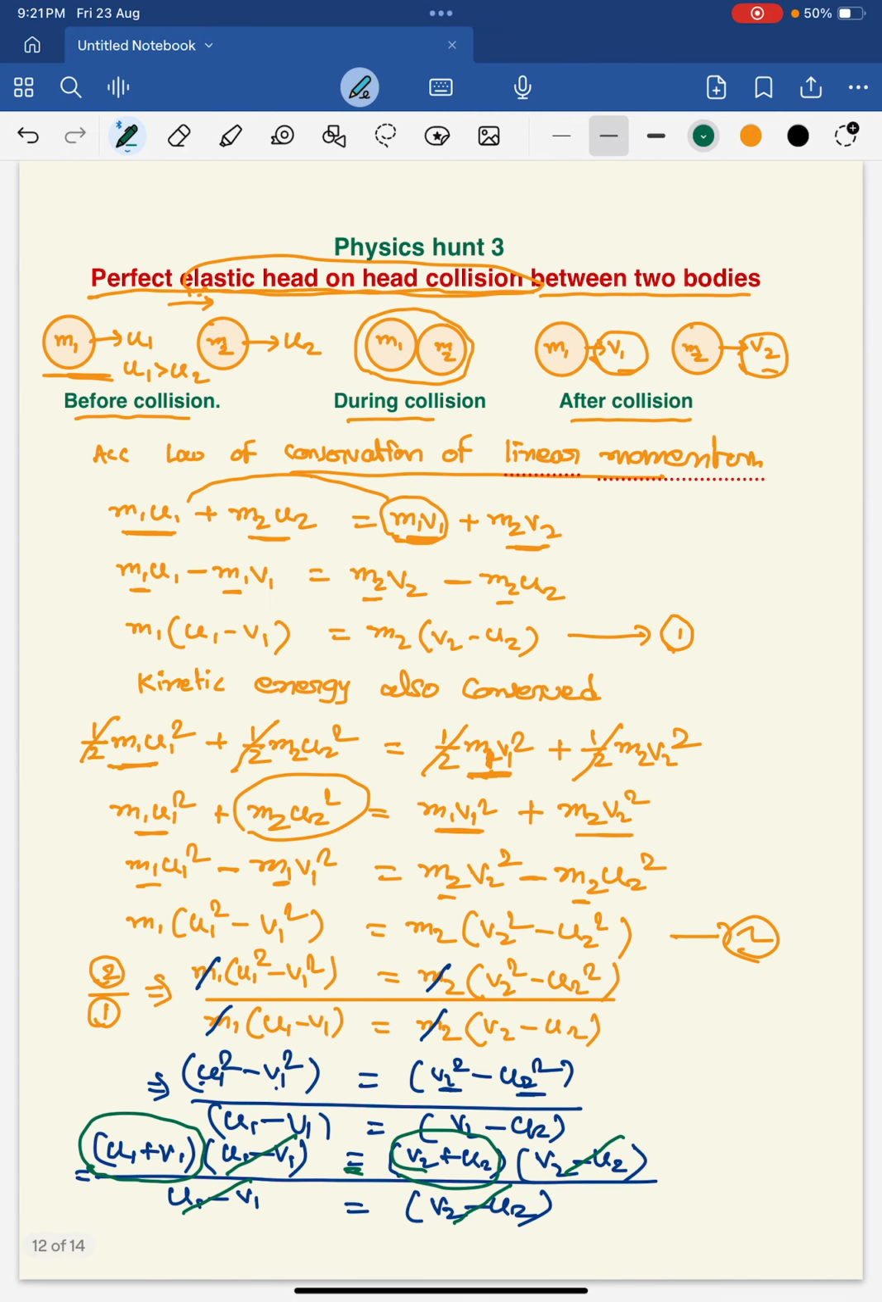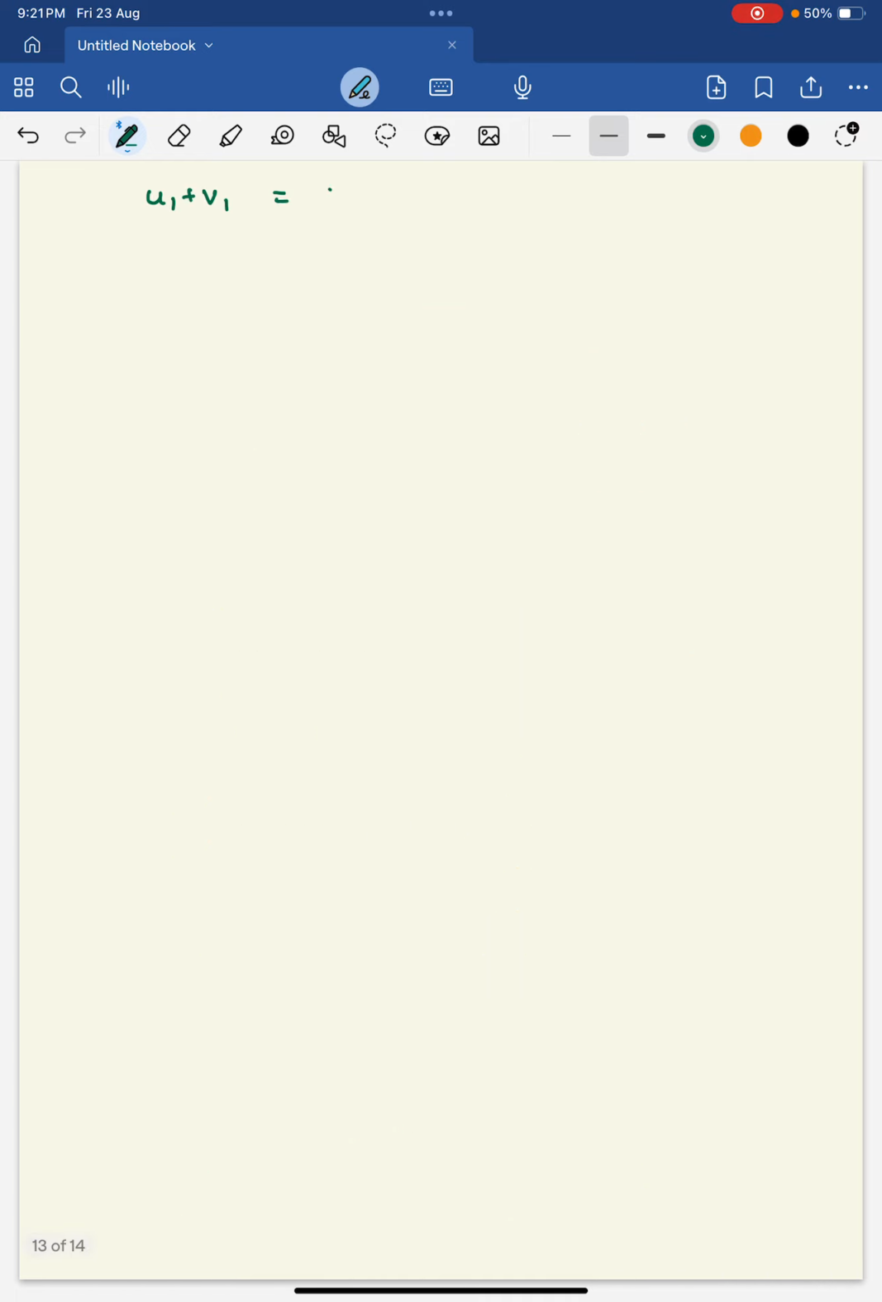So therefore, finally I got U1 plus V1 is equal to V2 plus U2. So this is the expression I got finally, right? So in this expression, easily we can calculate V1 and V2.